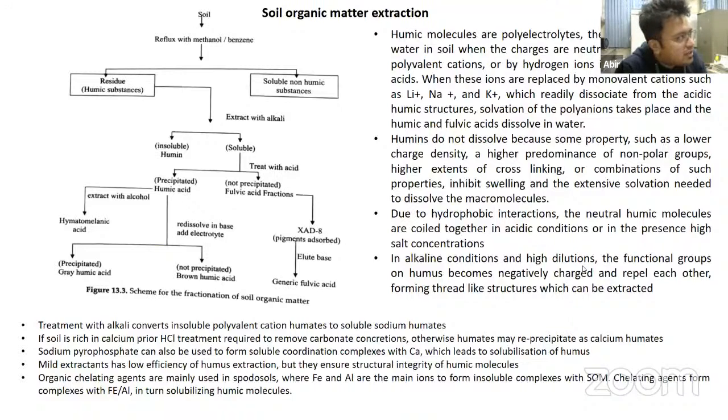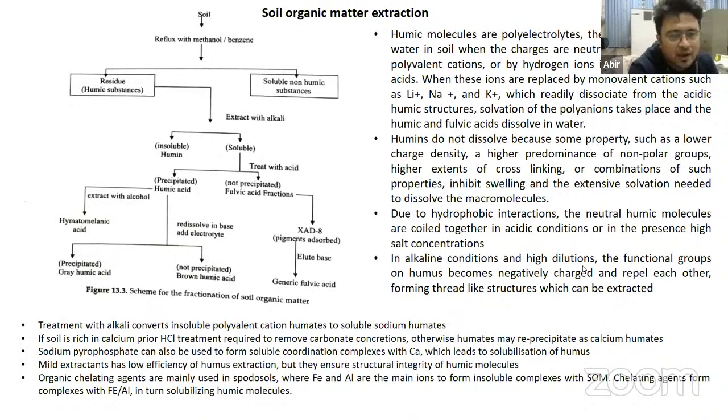Obviously in alkaline solution, the humic acid is basically soluble. So when that soluble thing is there, and if we add some electrolyte, means increase the concentration, then whatever remains in the solution is known as brown humic acid, and what is precipitated, means not soluble, is gray humic acid. But then again, that is all about extraction.